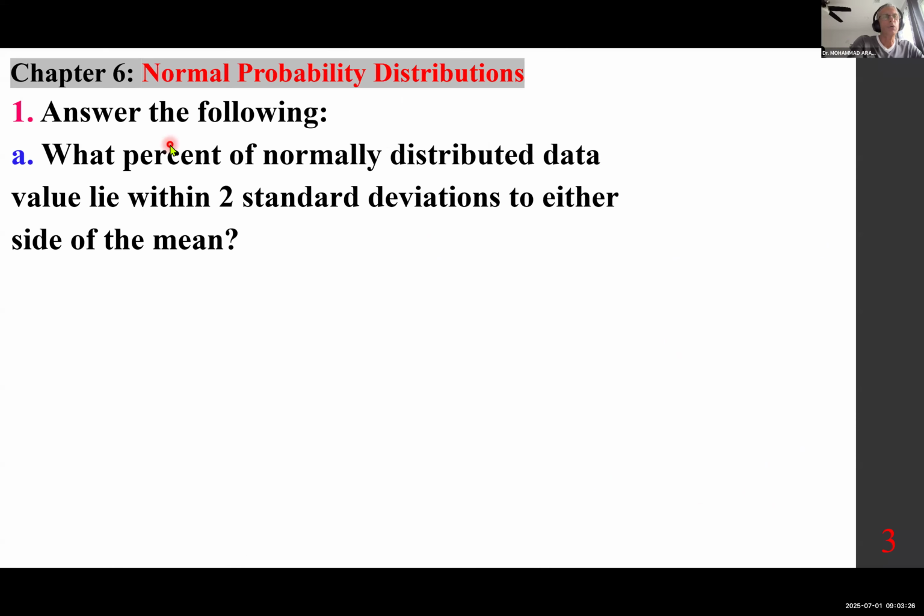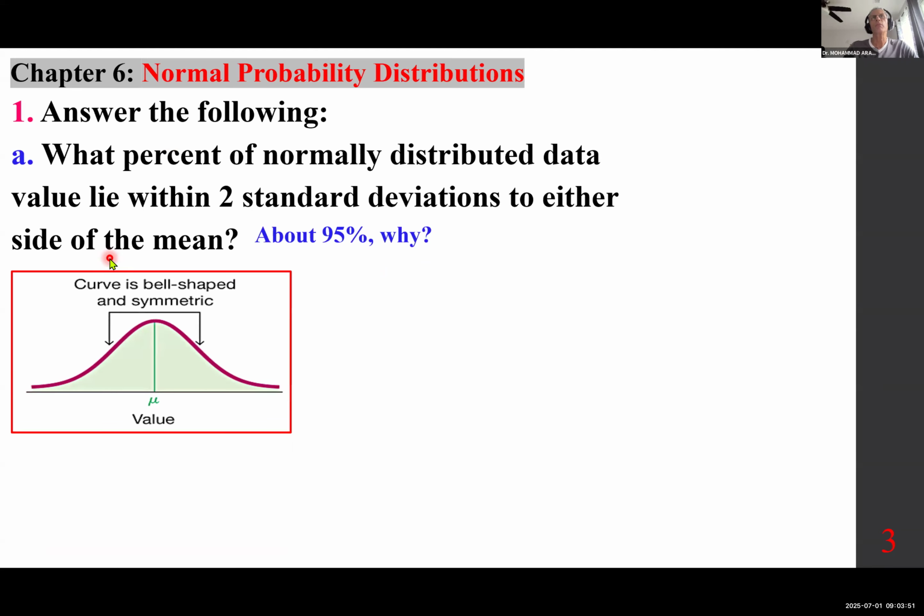Answer the following. Part A, what percent of normally distributed data values lie within 2 standard deviations to either side of the mean? The answer is about 95%. The question is, why is that?